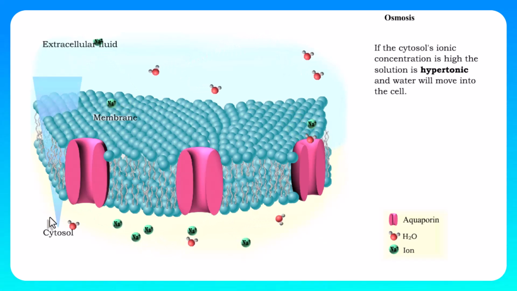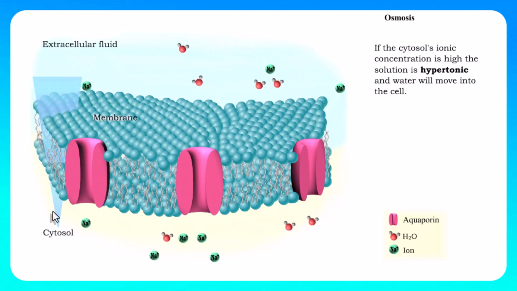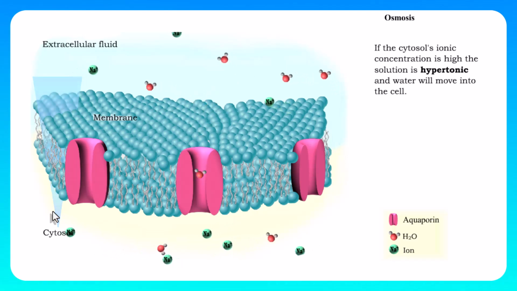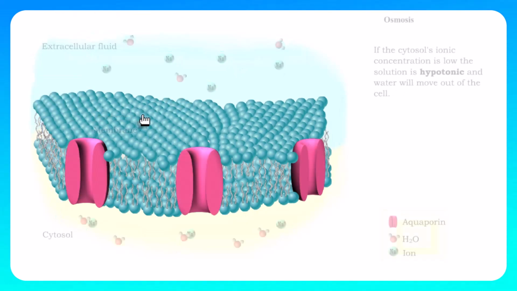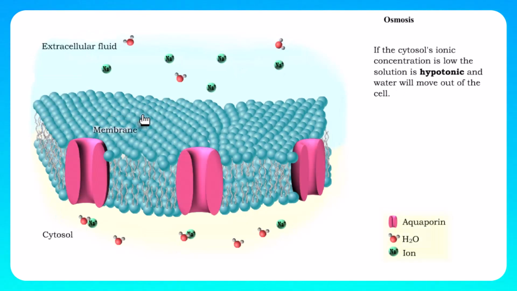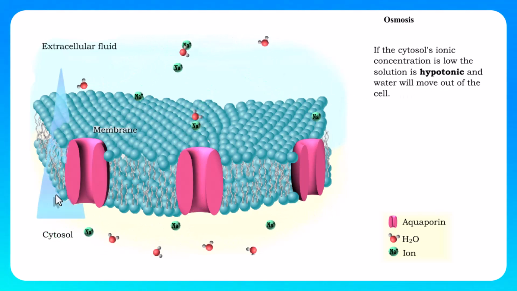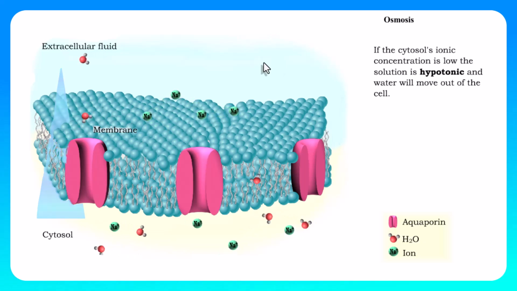A hypertonic solution has a low concentration of water, so the direction of osmosis will be toward the solution. A hypotonic solution has a high concentration of water, so the direction of osmosis will be always from this solution.